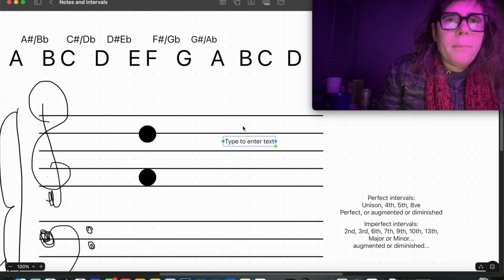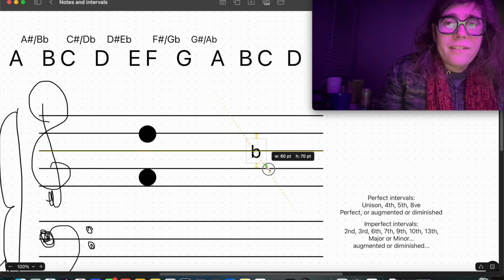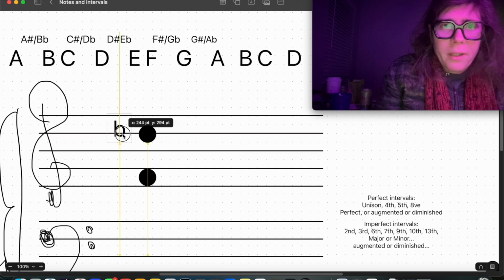But if I went over here and I made, no, stop trying to help me. No. And I made a flat. Pretend this is a flat. Pretend with me.